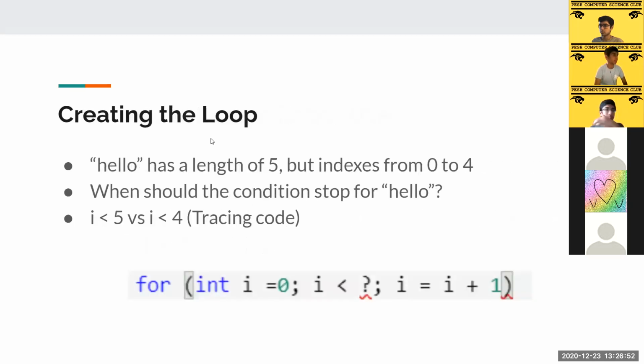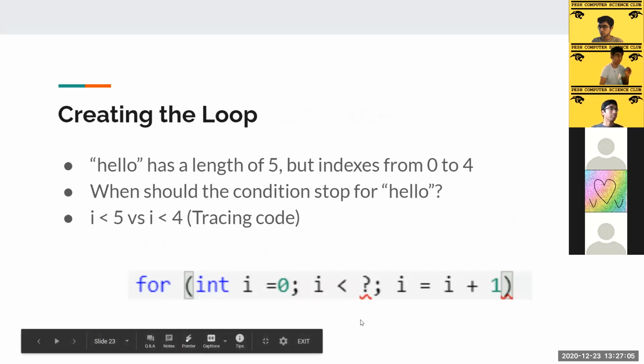So let's go to the next slide. So hello has a length of 5, but it indexes from 0 to 4. So what do you think the condition should stop at for hello? Should it be I less than 5 or should it be I less than 4?